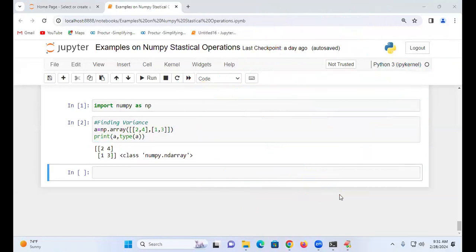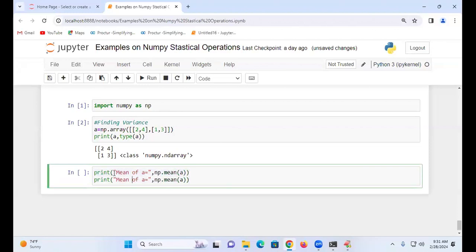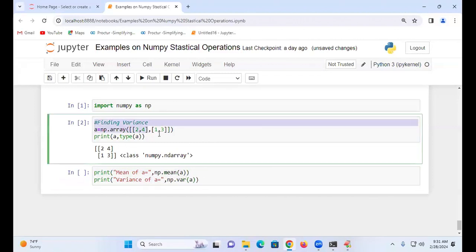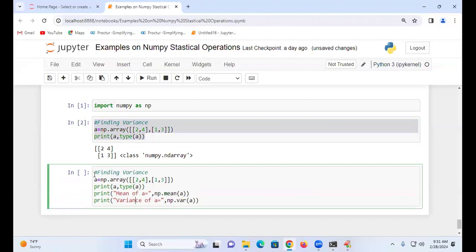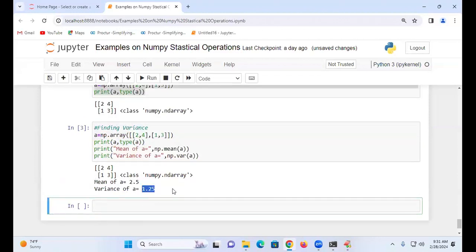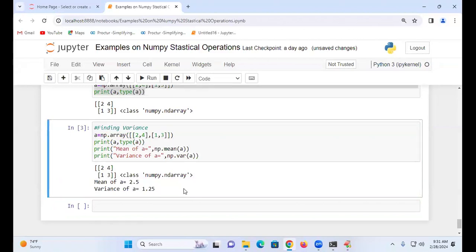Going to the point of it, shall we print it now? Try to print. Mean of A is equal to, comma, np dot mean of A. Next is variance. Variance of A I am printing. Variance of A is equal to, I will write variance. Take the same thing here also, along with this data. Important, students. I get 1.25. Are you able to follow?